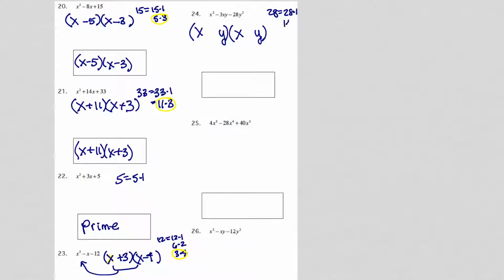Now, cut in half and double. 14 and 2, I still can't get a 3. Cut in half and double. 7 and 4, looks like that's it, right? 7 and 4 differ by 3. So, let's put in a 7 and a 4.